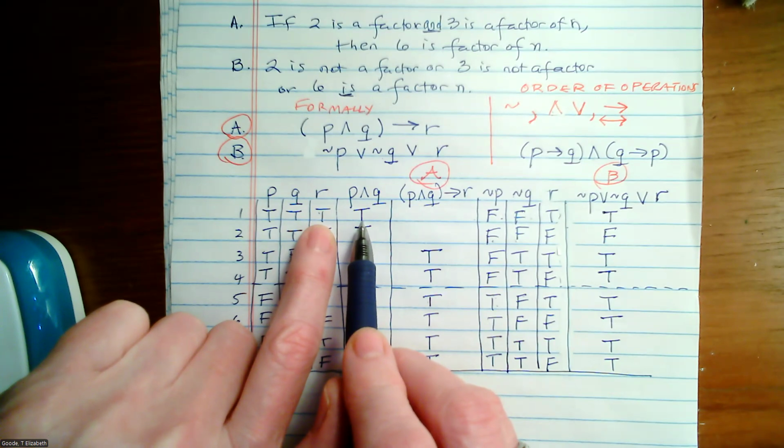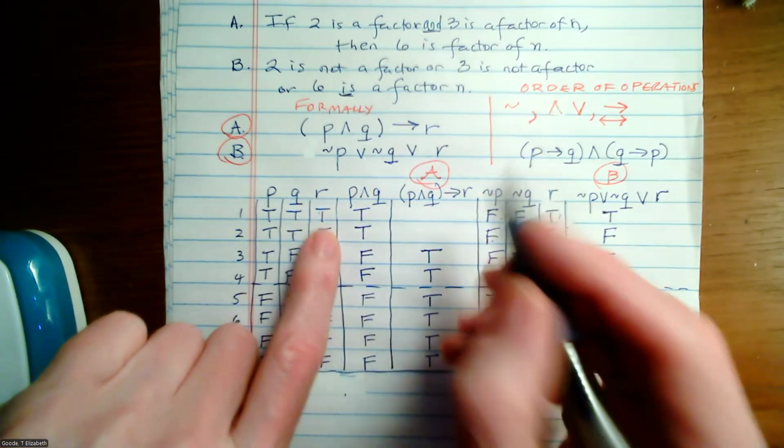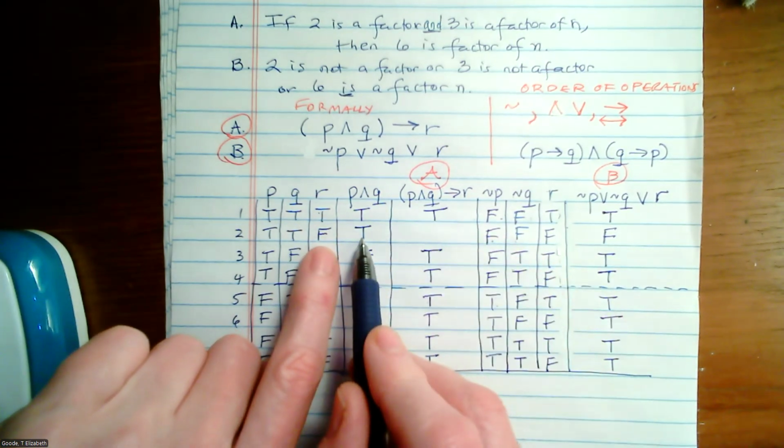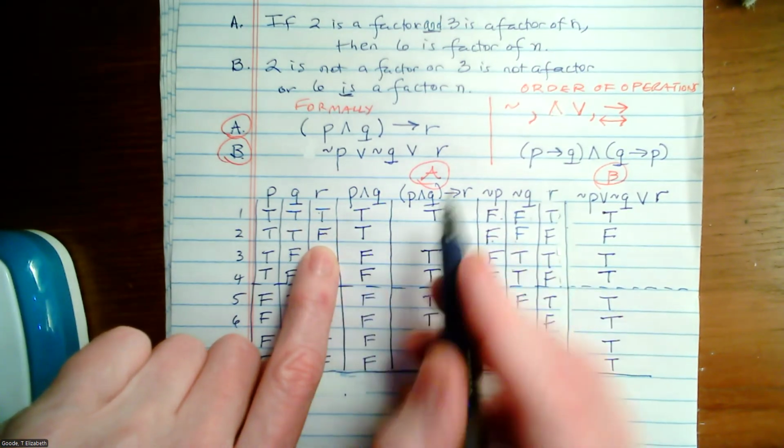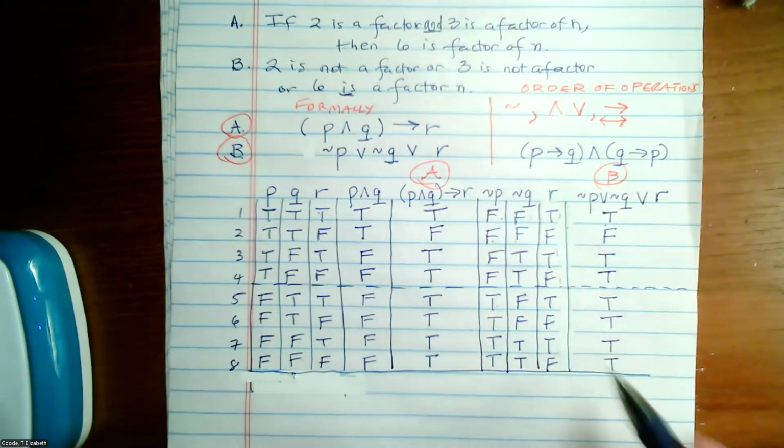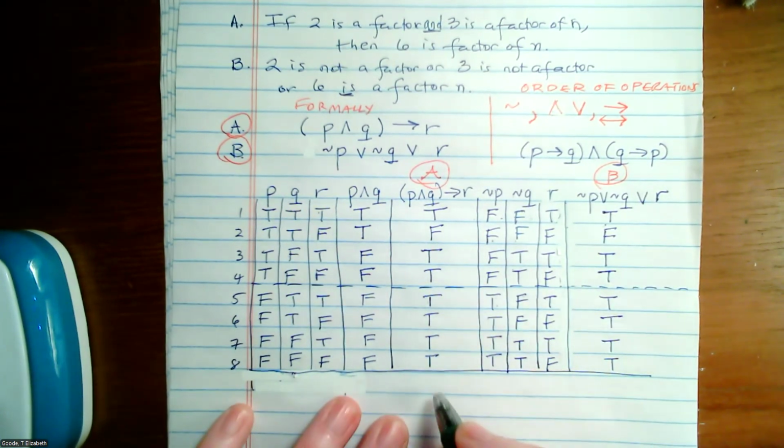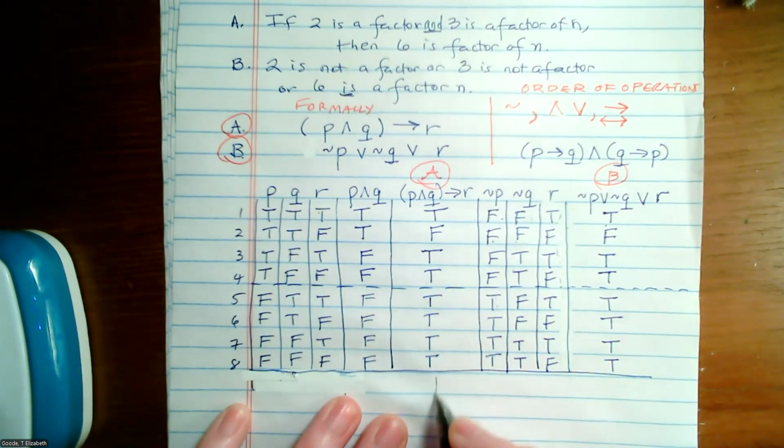So, that's true. True implies true is true. True implies false, that's false. And look at that. Look at these two columns. They're logically equivalent. Yes, they are.